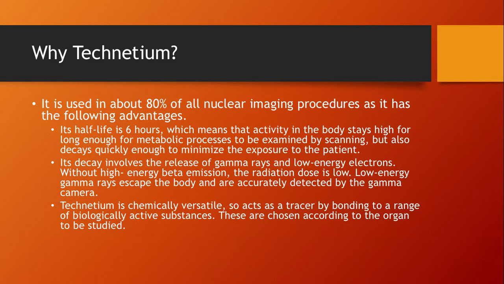The second reason, its decay involves the release of gamma rays and low energy electrons. Without the high energy beta emission, the radiation dose is low. Low energy gamma rays escape the body and are accurately detected by the gamma camera. And the third reason is technetium is chemically versatile, so it acts as a tracer by bonding to a range of biologically active substances. These are chosen according to the organ to be studied. So three really good reasons why technetium has the most use of all other possible radioactive tracers.